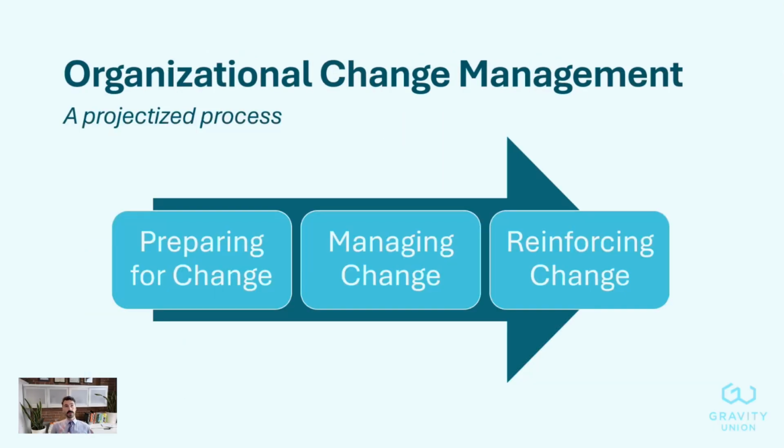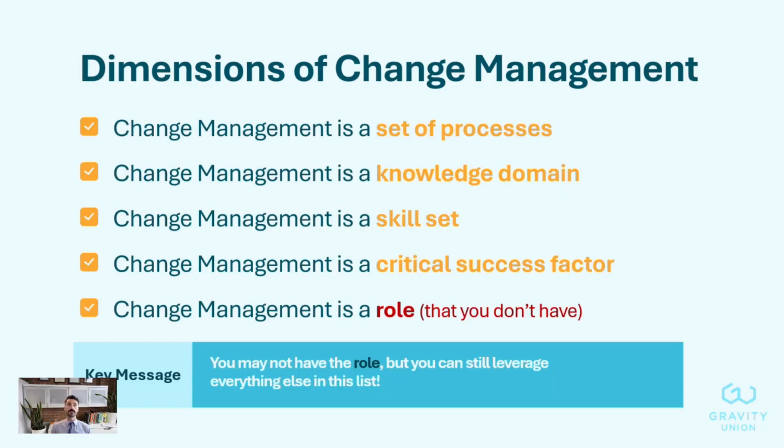So those are the three major process groups that we have around managing change within a project. I'm going to put a different lens on change management and look at what it is in a different light. Change management is a set of processes, like we just talked about. It's also a knowledge domain. There are certainly lots of textbooks and materials on change management and the human side of that, and how we apply it. So there's a whole domain of knowledge out there. It's also a skill set.